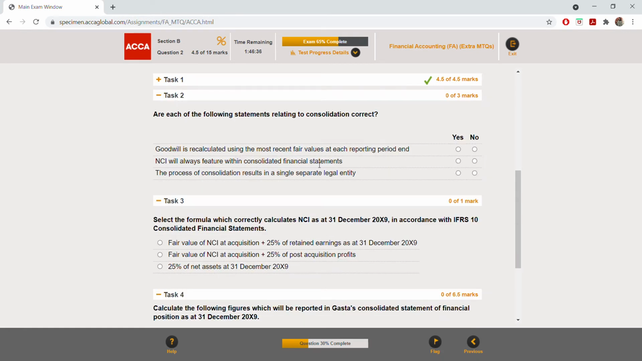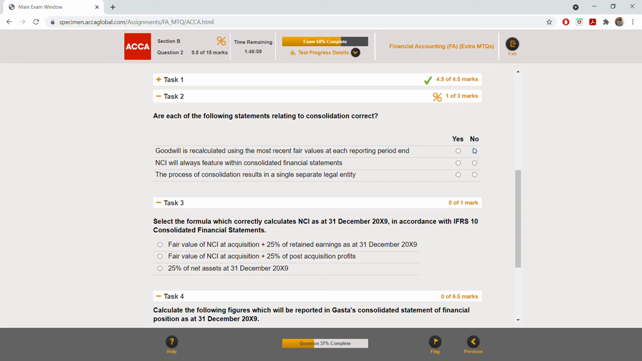I'm going to close down task 1 and open task 2. So now, are each of the following statements related to consolidation correct? Goodwill is recalculated using the most recent fair values at each reporting year end. Is it? No. Why? Why is it a no? Because the process of consolidation results in a single legal entity.